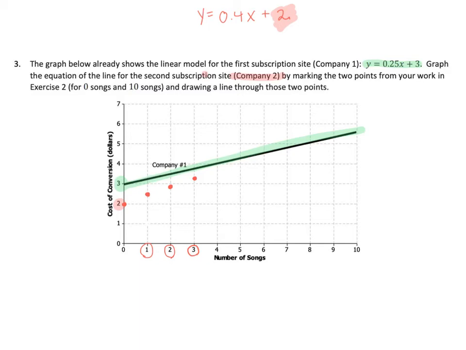But first, let's just do our 10 songs because we know what our 10 songs was. We said we were going to pay exactly $6 for 10 songs. So we go all the way to 10. This is where it's going to be. And from there, I can just connect my lines. Instead of going through each one, I could go through each one of these and figure it out and make my line a little bit more straight. But I know my end value, so I'm just going to cross that up. Okay? So this represents company 2.